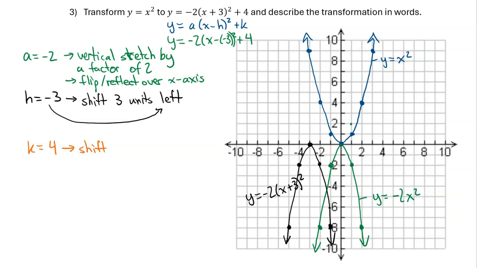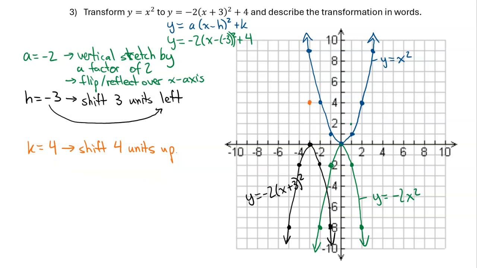The last thing is the k value, and that shifts it 4 units up. Positive goes up, negative goes down. That's the key to remember there. So because it's positive, it's going up. So we're taking all those 5 key points on the black curve, and we're moving them 4 units up.